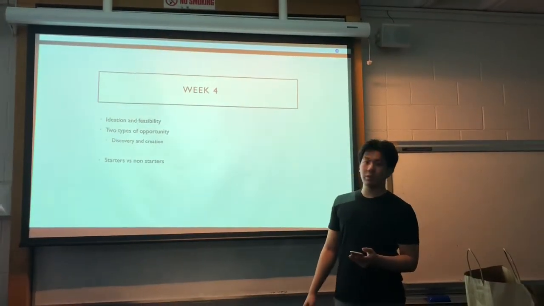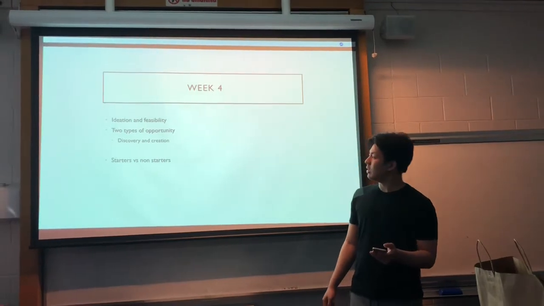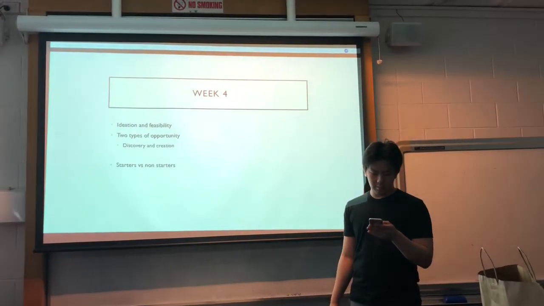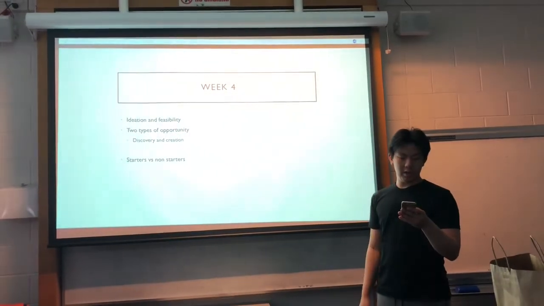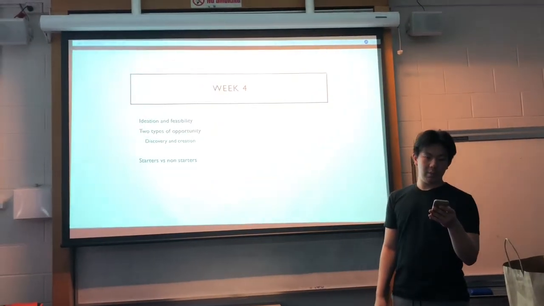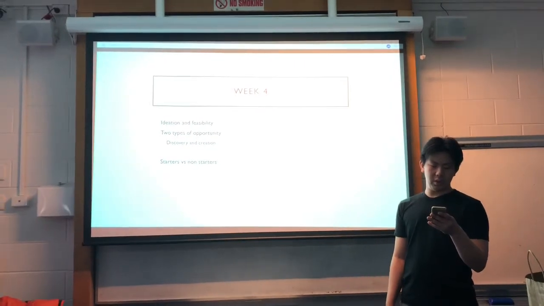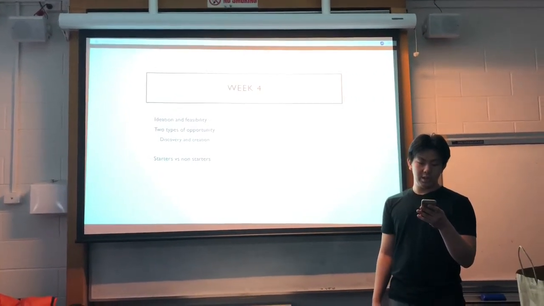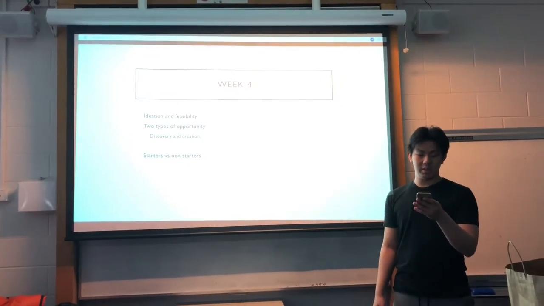In week 4, the last week of the module, we learned about ideation and feasibility. We learned that there were 2 opportunities: discovery and creation. In discovery, there were characteristics such as risky, leadership based on expertise and experience. For example, a product such as an iPhone. In creative opportunity, we learned the characteristics of it such as uncertainty, leadership based on charisma. An example of a business is Starbucks.